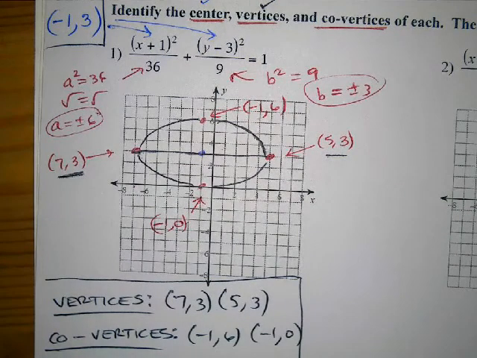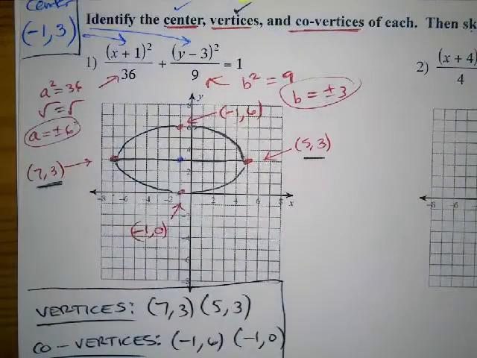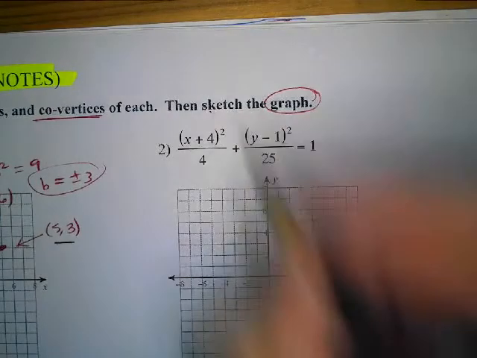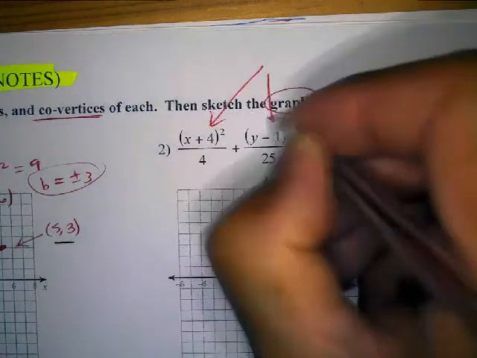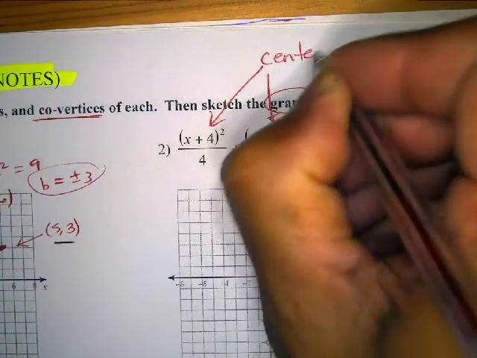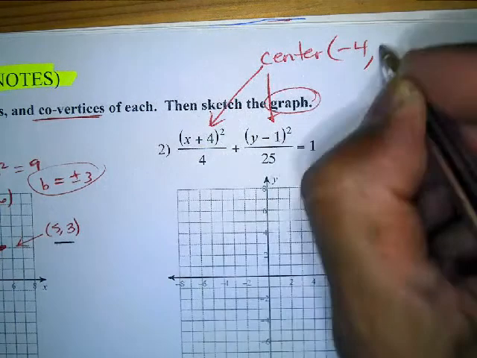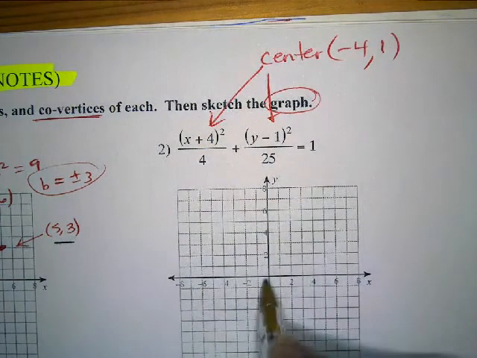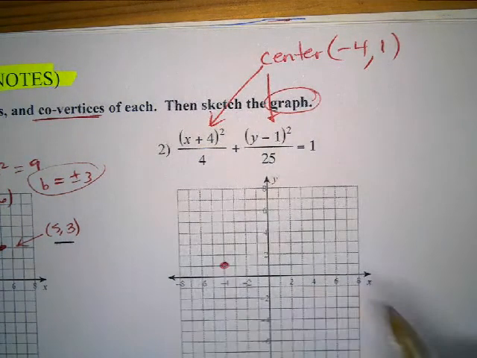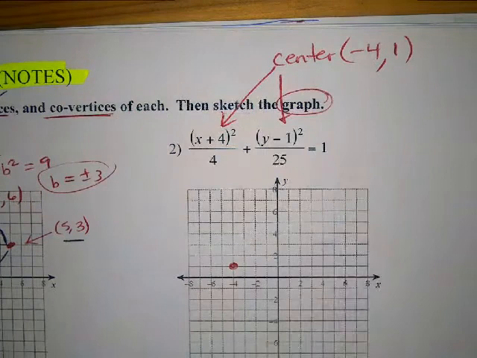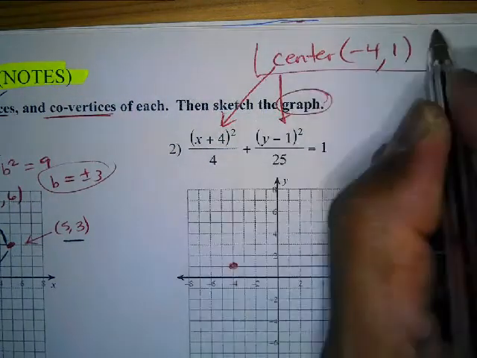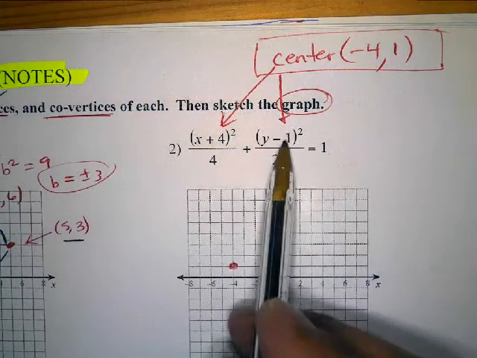There it is. Okay, let's look at another one. Now I'm just going to go a lot quicker, right? The center here, I look at that, I look at that. The center is -4, opposite, opposite, +1. -4, +1, right there. Got the center.